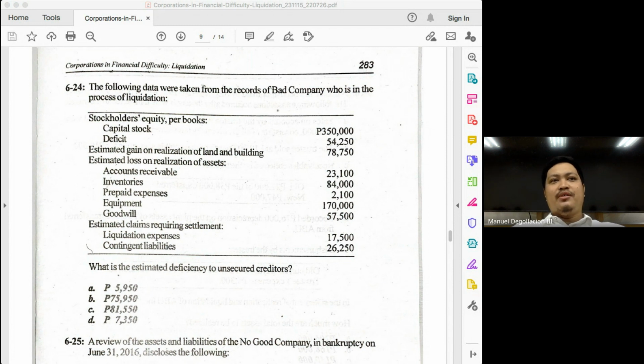Can you remember your quasi reorganization? You remember you decrease the par value, then you transfer the excess to your share premium, and the share premium will be charged to cancel out your deficit. So again, going back to 6-24, the important thing here is that you understand that these amounts will go first to your retained earnings.